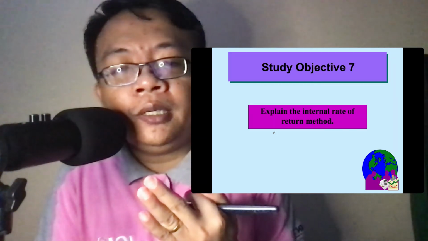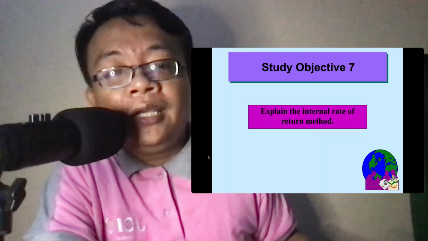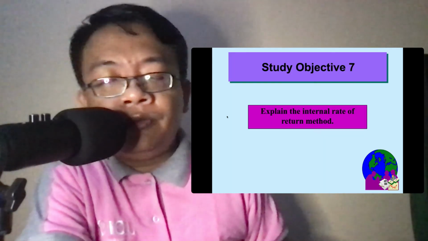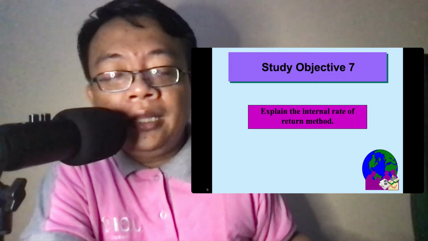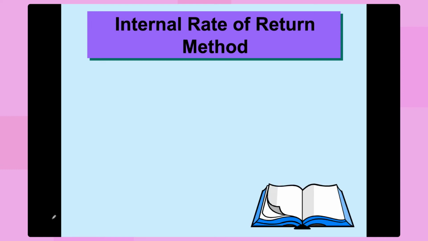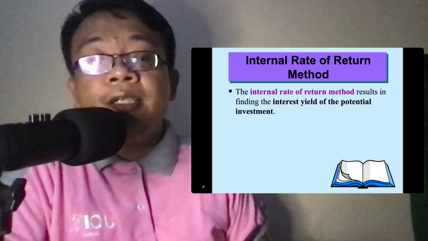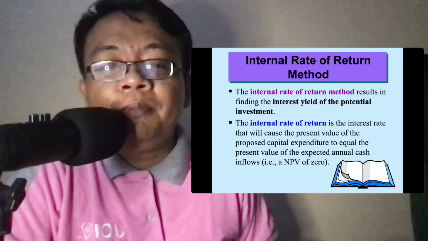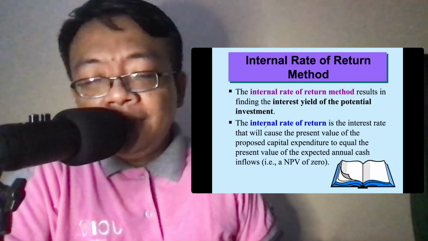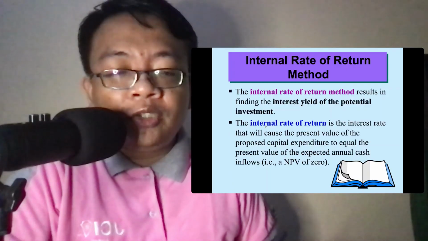Number 3 is now your internal rate of return or the IRR. Some references know it as the internal rate of return. So, what do you mean by IRR? It results in finding the interest yield of the potential investment. It is the interest rate that will cause the present value of the proposed investment to equal the present value of the expected annual cash flow.